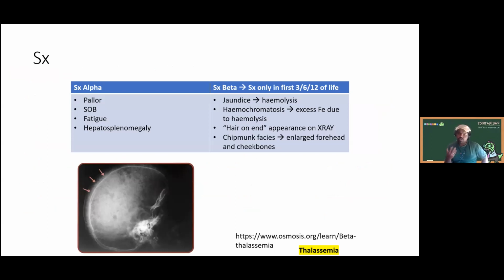thal are really jaundice because there's a hemolysis. With the hemolysis comes excess iron, so you get a hemochromatosis-like picture. And on X-ray, you get this hair on end appearance. So I put that X-ray in there. Looking at the skull there, you can see those tiny hair-like projections over the skull. And the children also get things like an enlarged forehead and cheekbones, and that's called chipmunk faces.